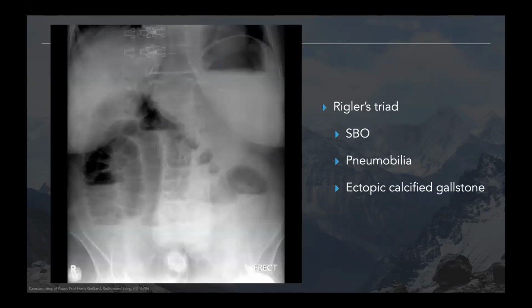Rigler's triad is small bowel obstruction, which is obvious here. So hopefully by now you'll all know that this is small bowel obstruction. You've got the valvulae conniventes running across the full length of the bowel lumen. The bowel is obviously dilated. So if you didn't know what the hell was going on, you'd say small bowel obstruction. Hopefully some of you would have spotted this calcific density down here.